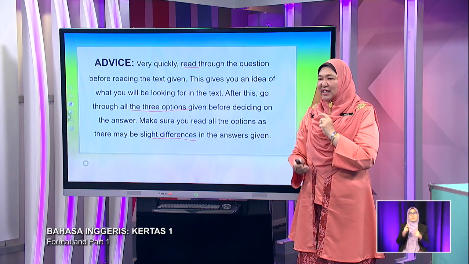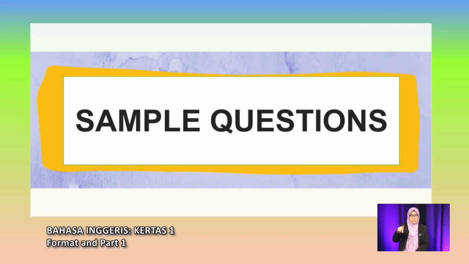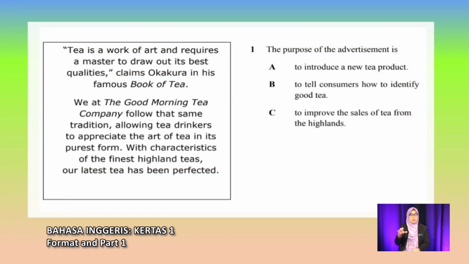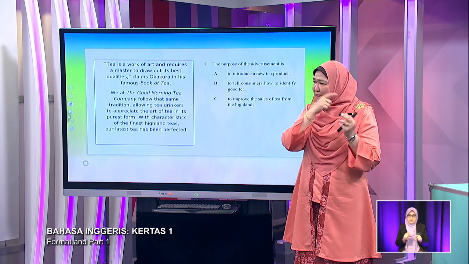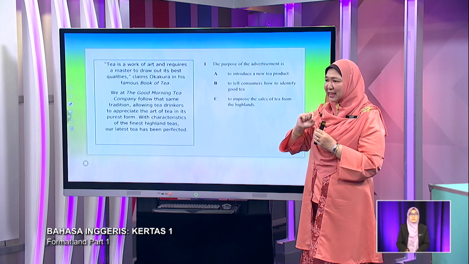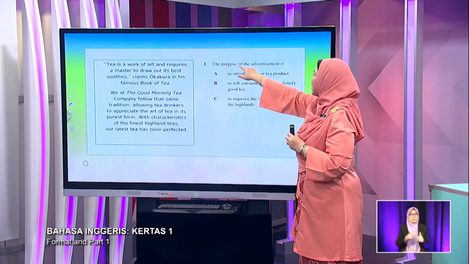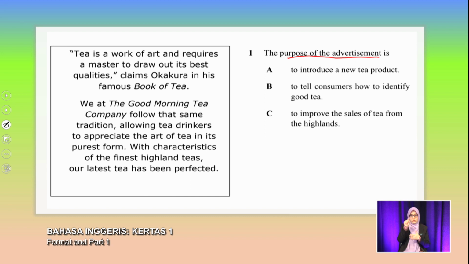Okay, so here, I would like to give you the sample. So the first question here is based on the stimulus on tea. We use whatever advice that I have given just now. Number 1, we read the question, right? The purpose of the advertisement is... So we are looking for the purpose. After this, we look at the options. We are looking at the purpose, right? Yes. So after this, we are going to read the text.